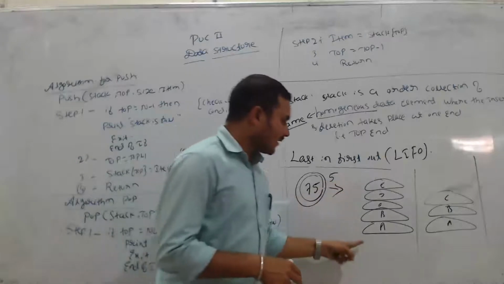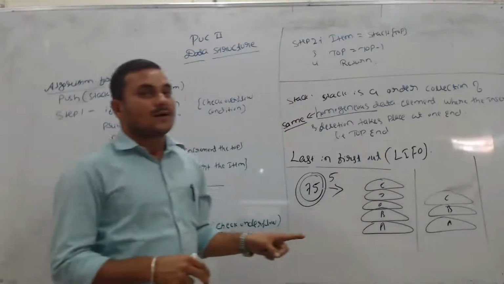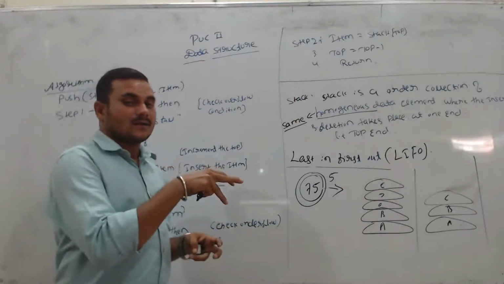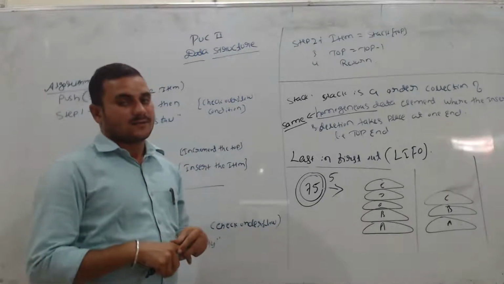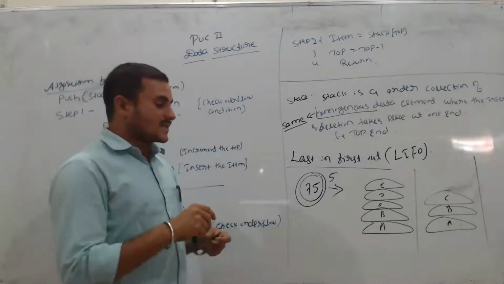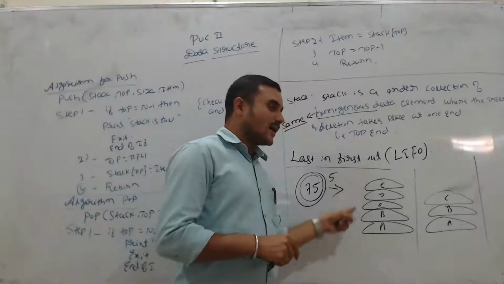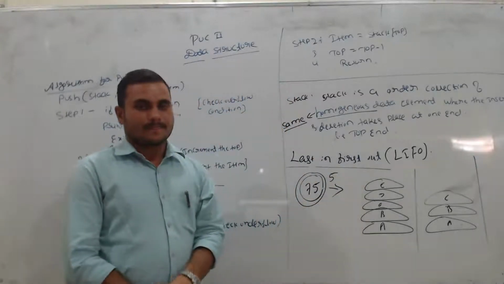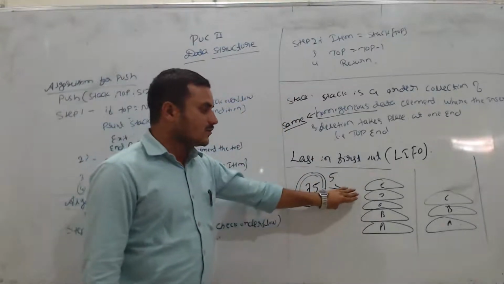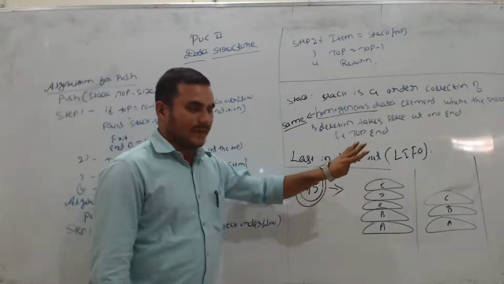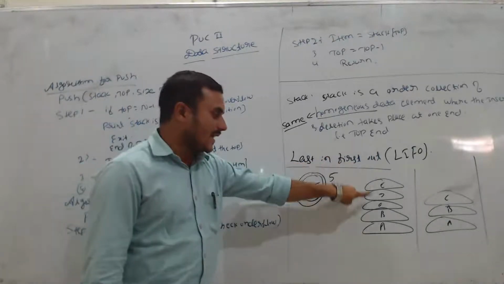Okay? So here our stack is full. There is no need to add an extra element. It's not possible to add an extra element in this stack because our stack is full here. So it's highly impossible to add some element at the top end. Why? Because our stack is full.